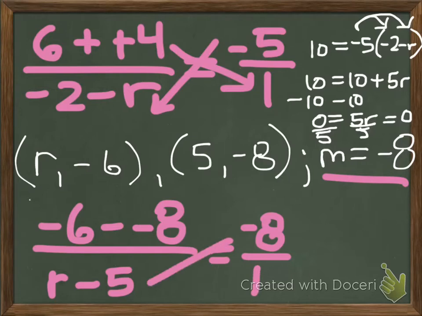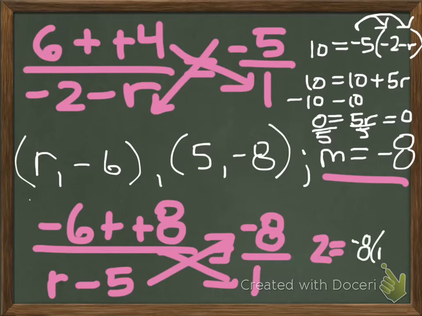So I'm going to cross multiply, and I get -6 plus 8 here, which gives me 2, and 2 times 1 would be 2, and that's equal to -8 times (r minus 5). So we have to distribute, and I have 2 equals -8r plus 40.